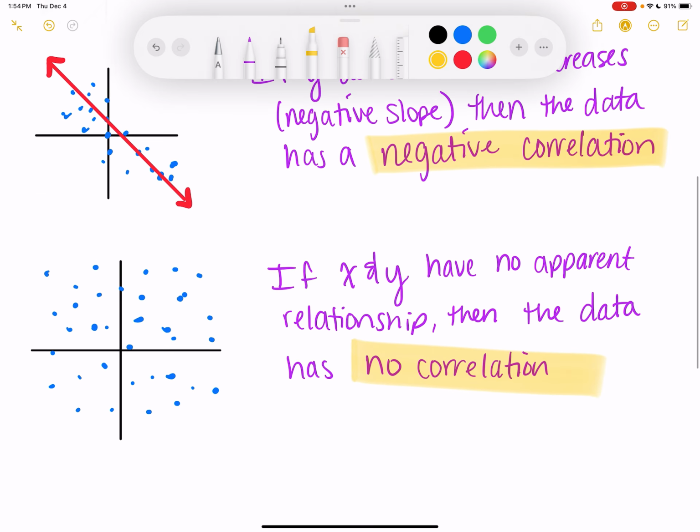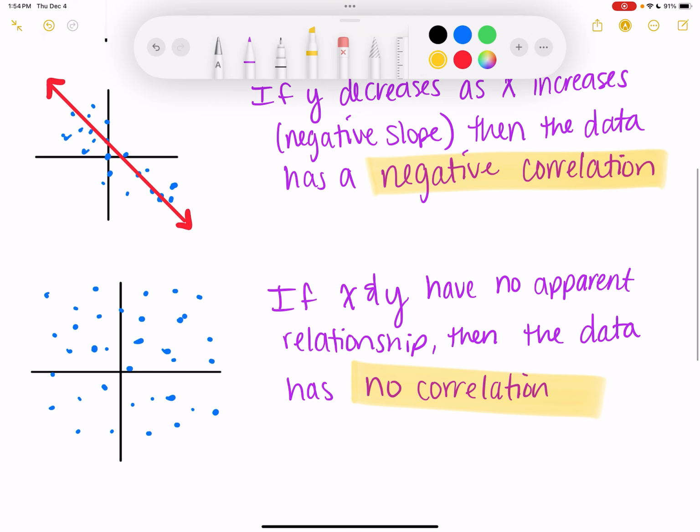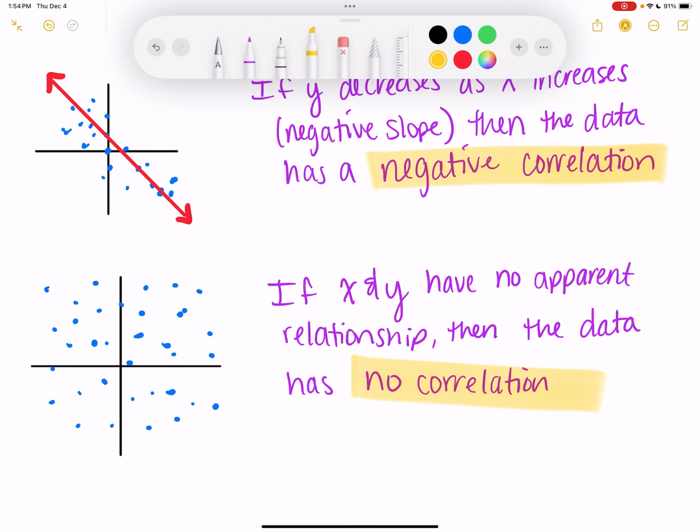Perfect. Okay. Looks just like yours. So, a few things about scatter plots is that they're just dots on a graph. We don't connect the dots.